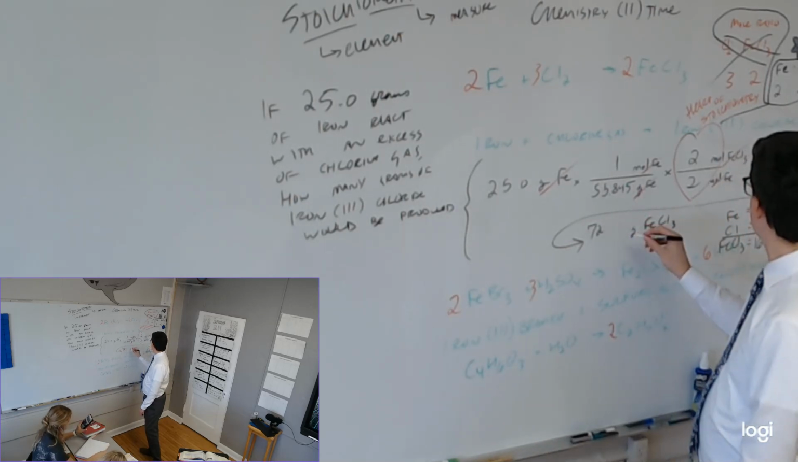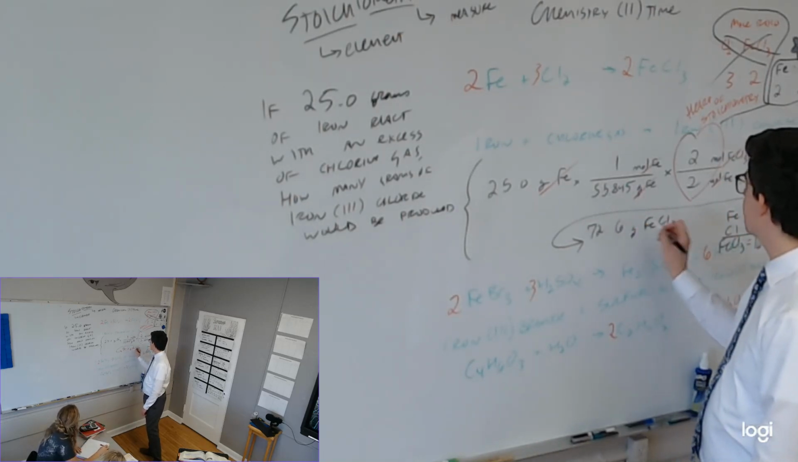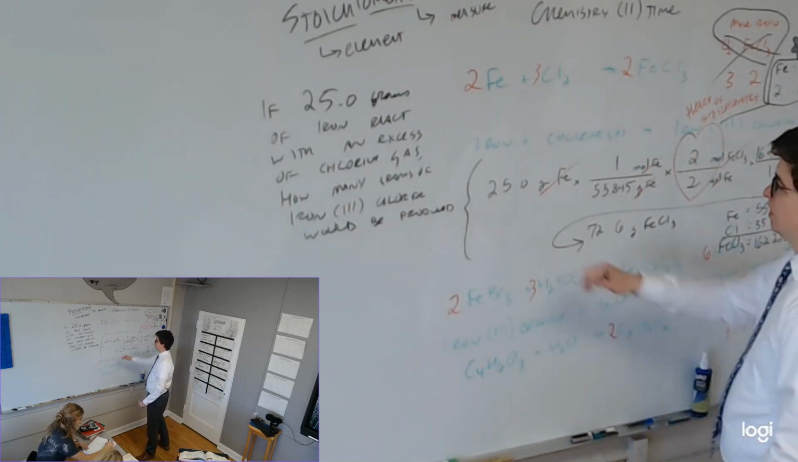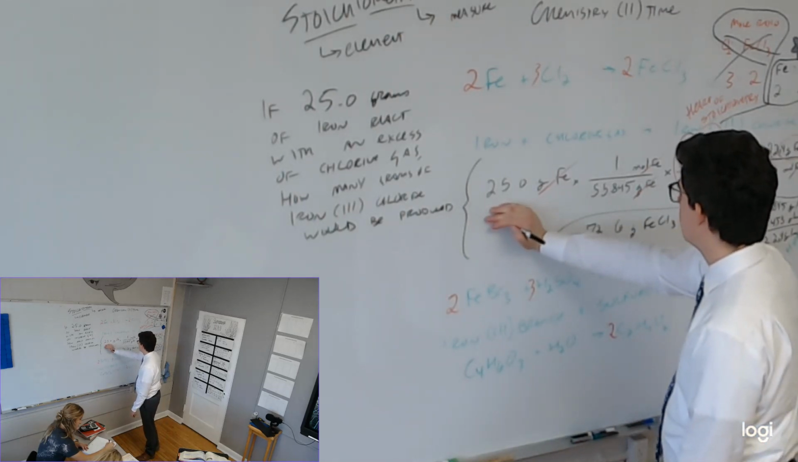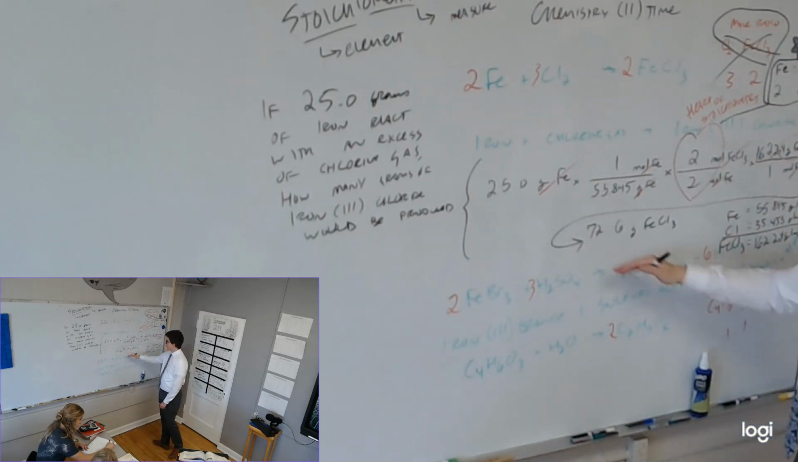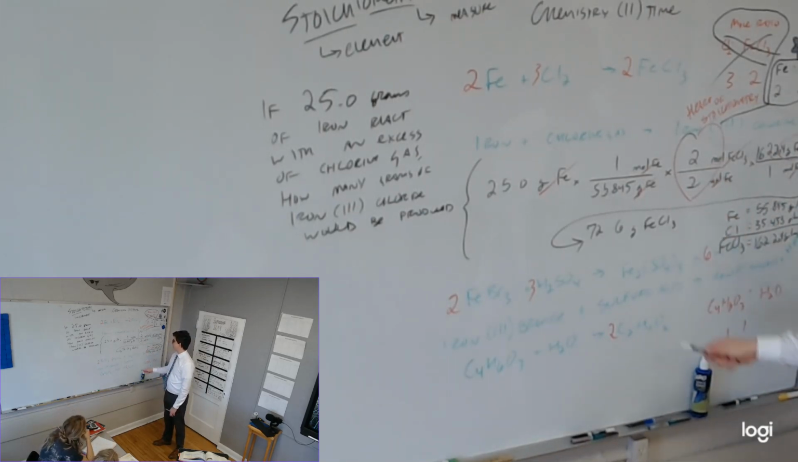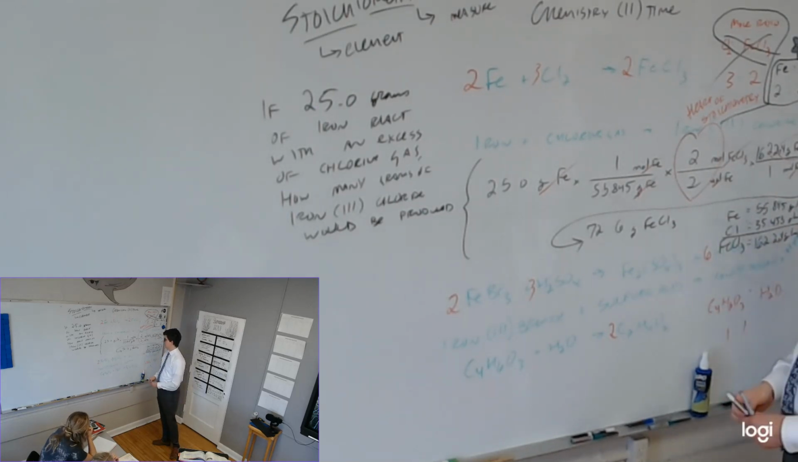72.6. 72.6 grams of iron trichloride. Check for reasonability. Would it make sense if we had this much iron for it to make this much iron trichloride? Probably, because what's actually combining are the moles of stuff, and the mole ratio is the same. This is how much 1 mole of iron weighs. This is the mass of 1 mole of iron trichloride. So yeah, this is an appropriate response.